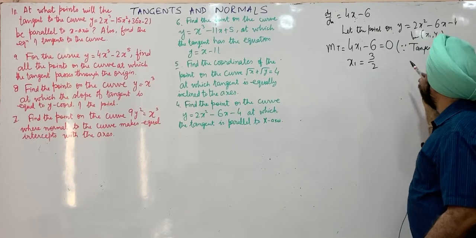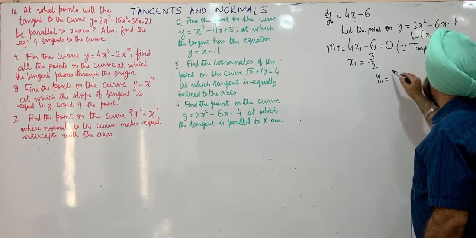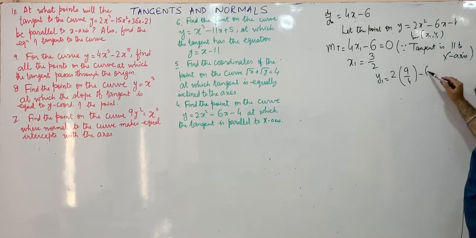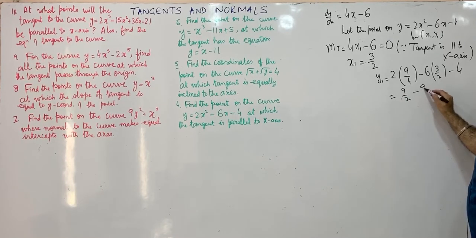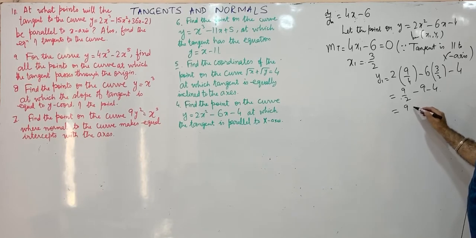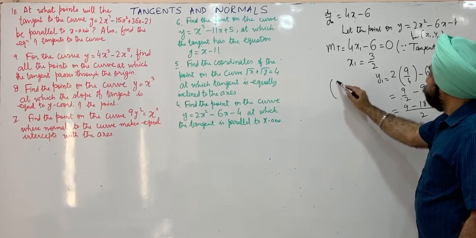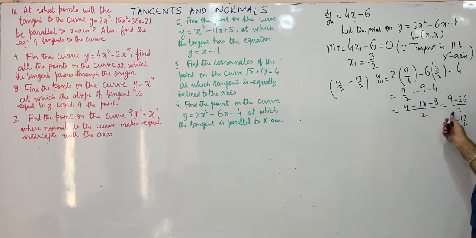This is the x coordinate. We put the x coordinate in the equation of the curve. So we get y1 as 2 into x1 square, that is 9 by 4, minus 6 into 3 by 2, and minus 4. So 9 by 2 minus 9 minus 4. This is 9 minus 18 minus 8 upon 2, which is 9 minus 26 by 2, that is minus 17 by 2. So the point is 3 by 2, minus 17 by 2. The point is x1 comma y1.